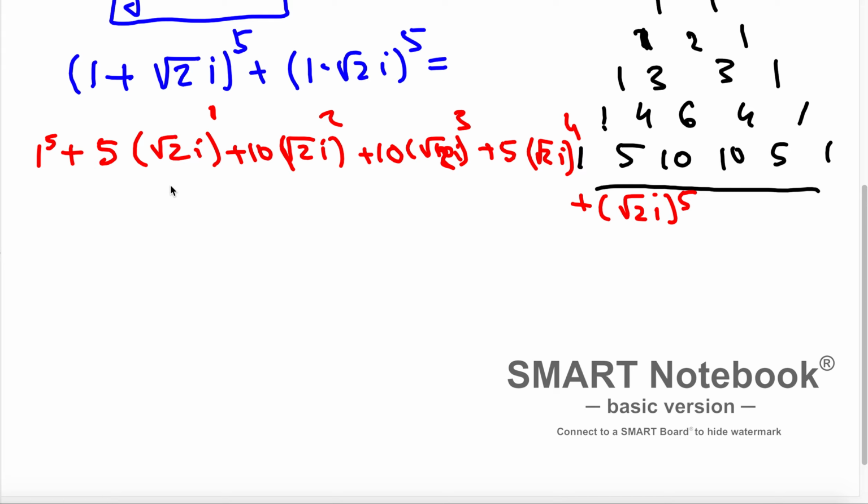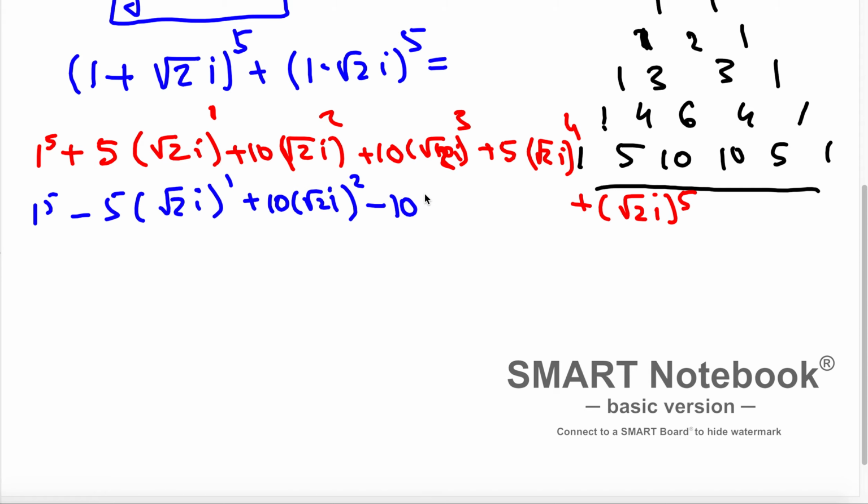But what is going to change is every other sign is going to alternate. Here is 1 in a 5, which is 1, okay? Here is a minus 5 square root of 2i in 1, is a plus 10, square root of 2i squared, and here is a minus 10. So every other term is going to change: square root of 2i in exponent 3, and here is a plus 5 square root of 2i in exponent 4, and a minus square root of 2i in exponent 5.